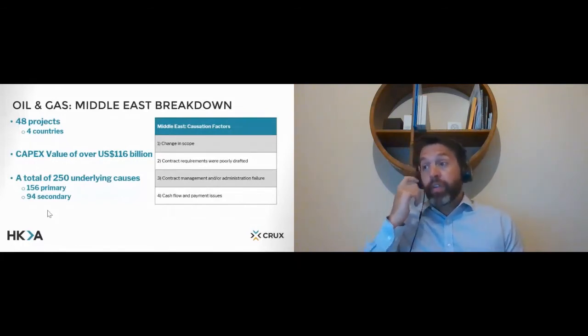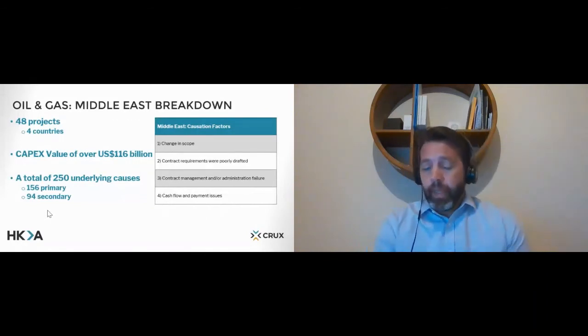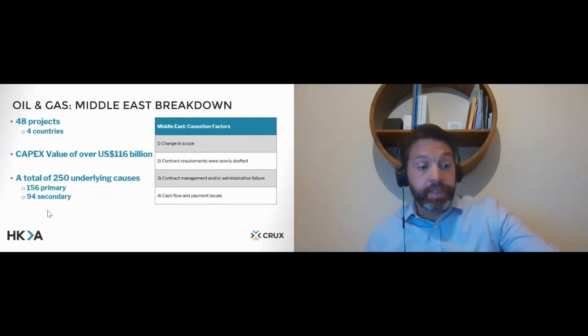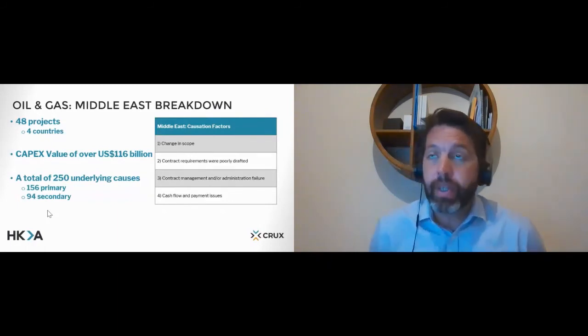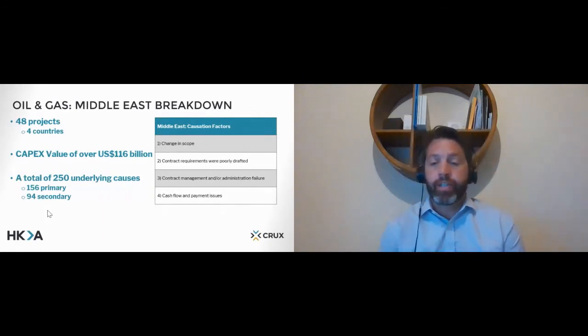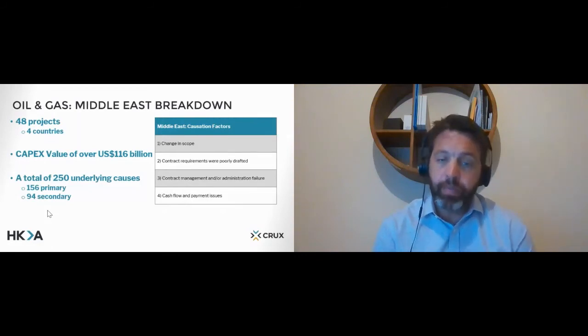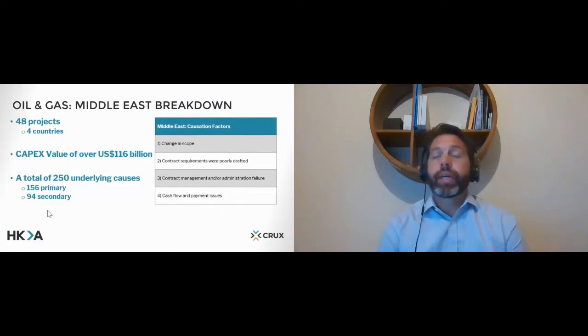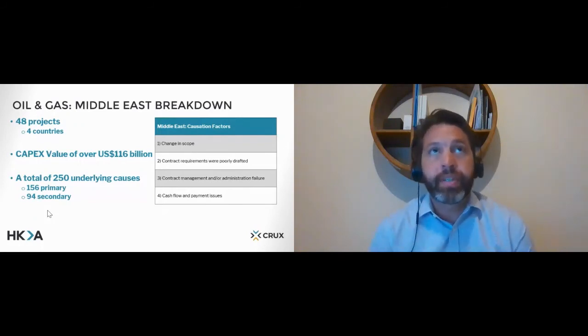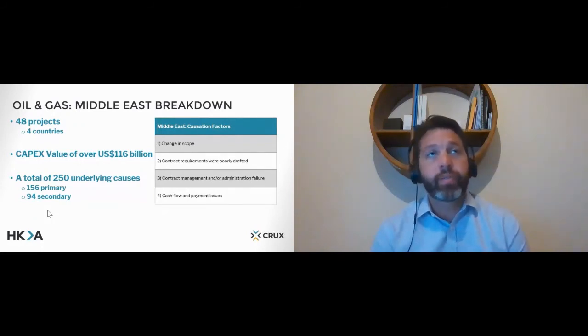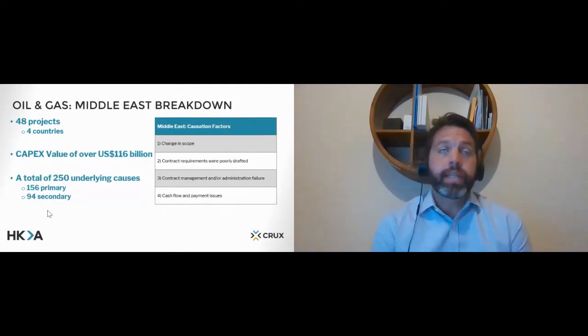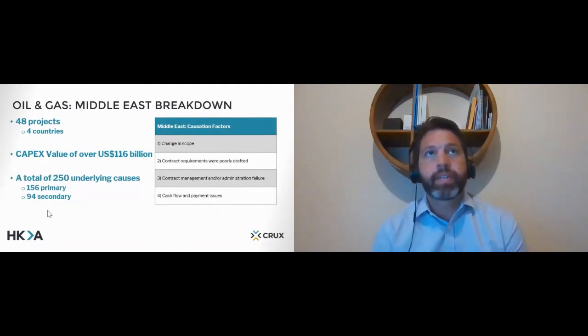The last one is cash flow and payment issues. This is an issue, and given the circumstances with COVID at the moment and the low oil price, this can be an even bigger issue. When you're looking at how to address this, from the operator's side of the table, you need to be careful who you procure. You need to make sure that the parties you're entering into contract with are financially sound. That is a much more challenging call to make these days, given the current circumstances, but I think it's important.